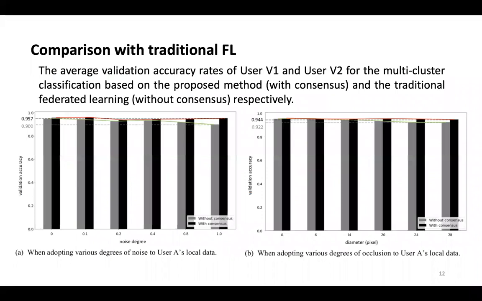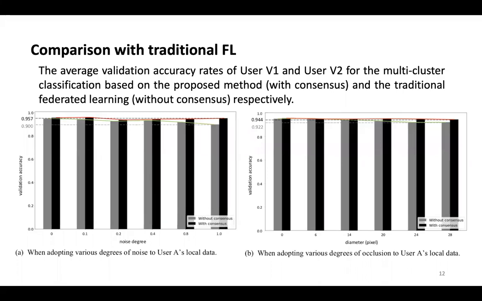This graph illustrates a comparison with the traditional federated learning. As shown in the graph, with the increase of the data corruption degree, the proposed blockchain-based federated learning with the consensus process keeps great performance, showing an overall validation accuracy of 0.957 when noise reaches a degree of 1, compared with the score of 0.9 of the federated learning.